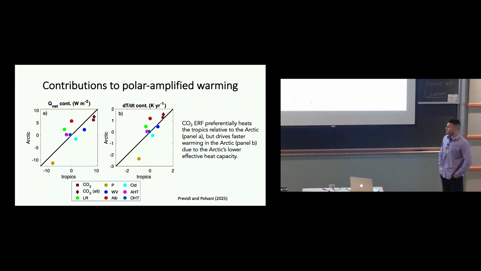When you increase CO2, the Arctic warms, and obviously there are differences in Q net as I showed, so there are differences in the net heating, but those differences alone can't explain the Arctic amplification that we see, this rapid AA response that we see in these simulations. And you can only fully understand that response by accounting for these differences in effective heat capacity.